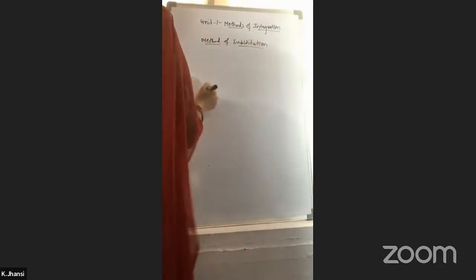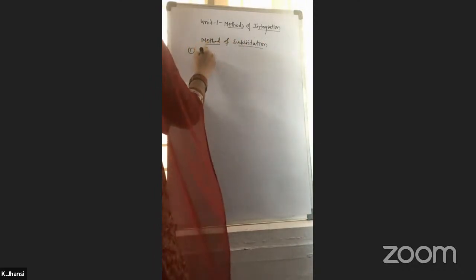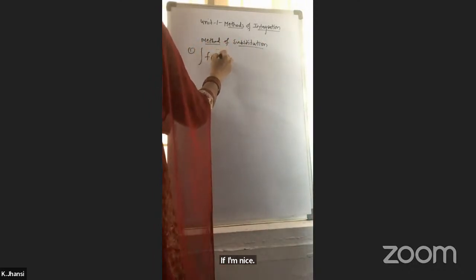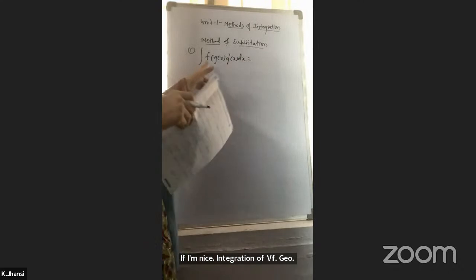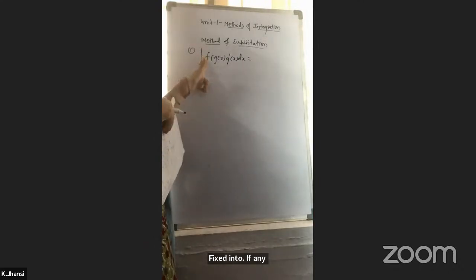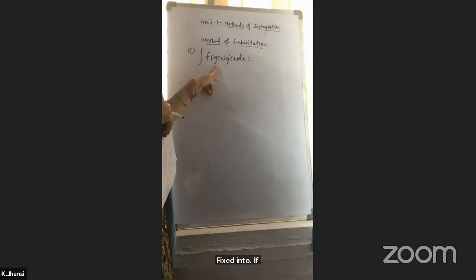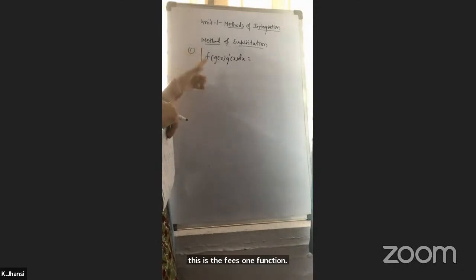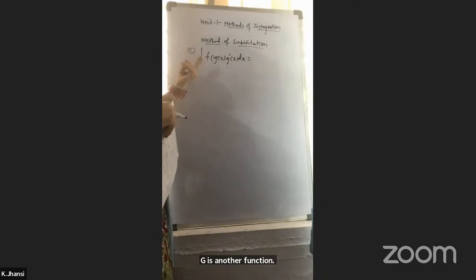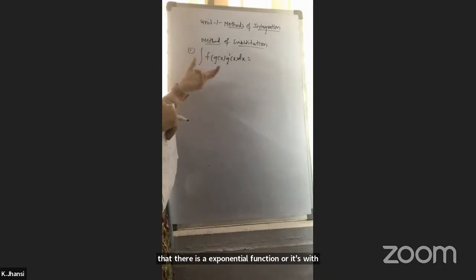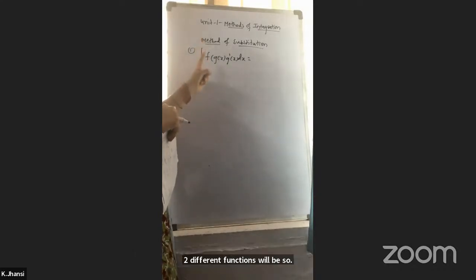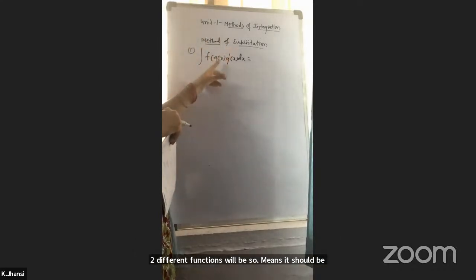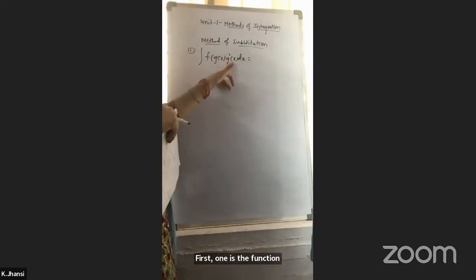Method of substitution. In this, the formula is integration of f of g of x into g dash of x into dx. If any function is given in this form, f is one function, g is another function. F may be an exponential function or else a trigonometric function or logarithm again. In those 5 different types of functions, 2 different functions will be there. So it should be a combination of these 3 terms: first one is the function of second function, and into its derivative.